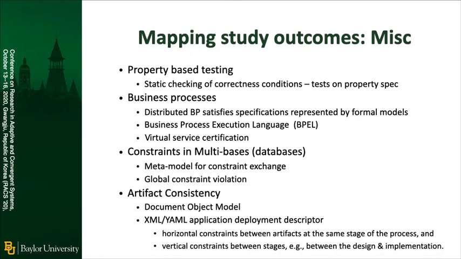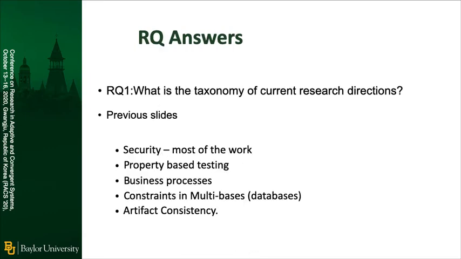So now let's get to the answers, and pretty much what we have been talking about in a couple of previous slides was the taxonomy of what it is we covered. So security, property-based testing, business processes, constraints in multiple databases, and artifact consistency. So this has been addressed so far, and we can see that it is not much. There could be so much more work done, because it is a very important topic.